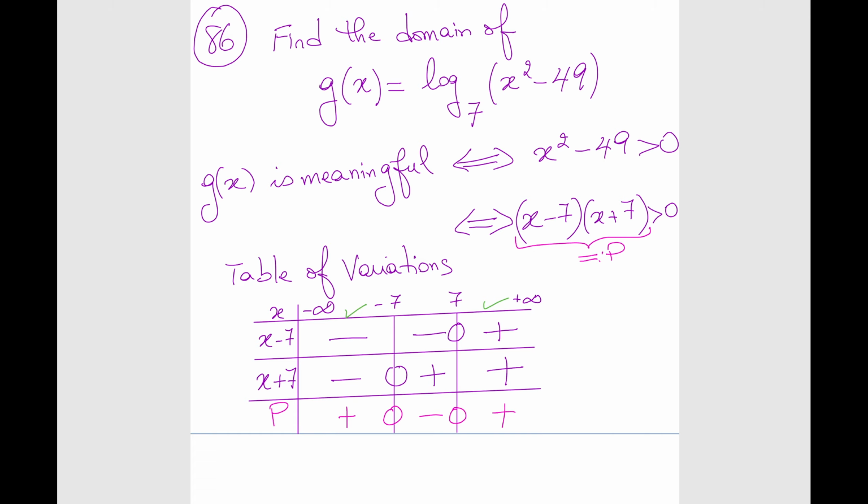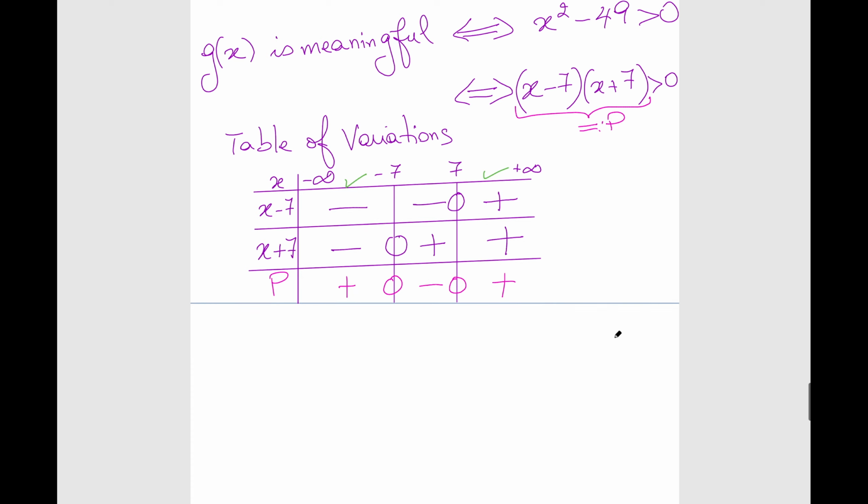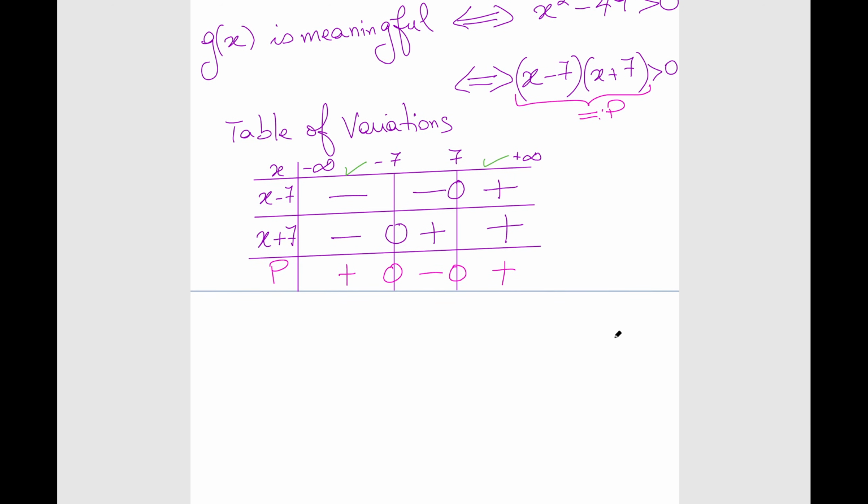So then at the end of the day, what do we get? All this discussion that you see here is needed to come up with this equivalence, right?